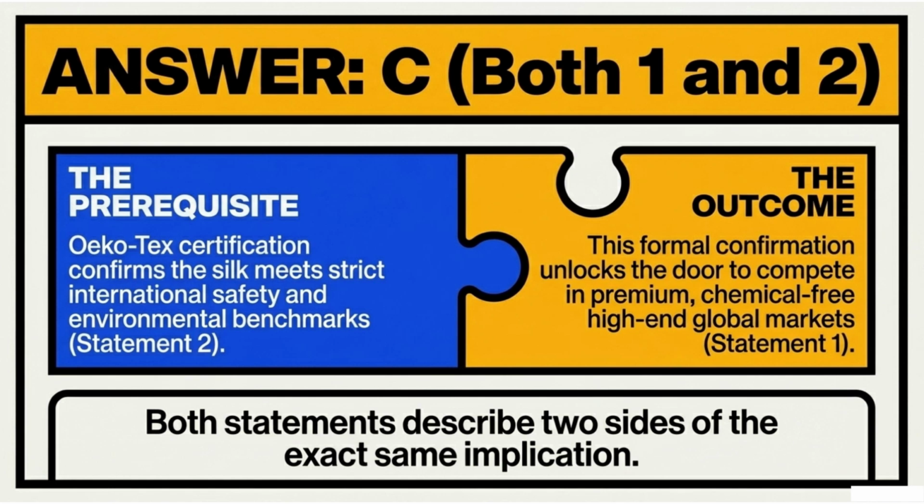Oeko-Tex certification is a widely recognized international testing and certification system for textiles that ensures products are free from harmful substances and meet strict environmental and safety standards. Statement 1 is correct. The certification opens the door to high-end global markets that specifically demand chemical-free products. Statement 2 is correct. The certification is the formal confirmation that Eri silk satisfies international safety and environmental benchmarks, which is the prerequisite for entering premium export markets.